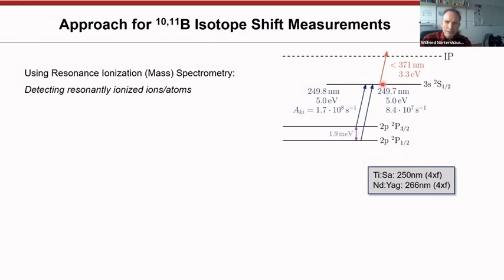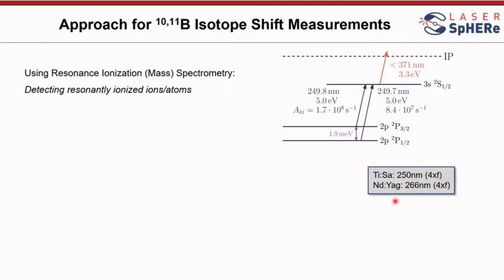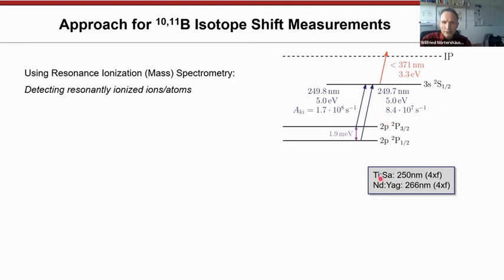We have used a second laser to ionize the 3S state afterwards, above the IP, and then determine the created ions. So the transition here: we have started in the doublet P1/2 state. Transition wavelength is about 250 nanometers. We have used a frequency quadrupled titanium sapphire laser referenced to a frequency comb, and the ionization was done with a frequency quadrupled neodymium laser.